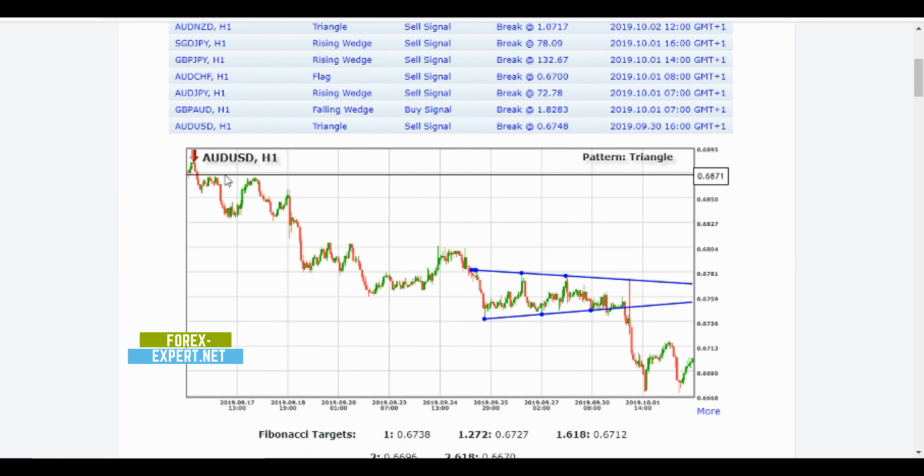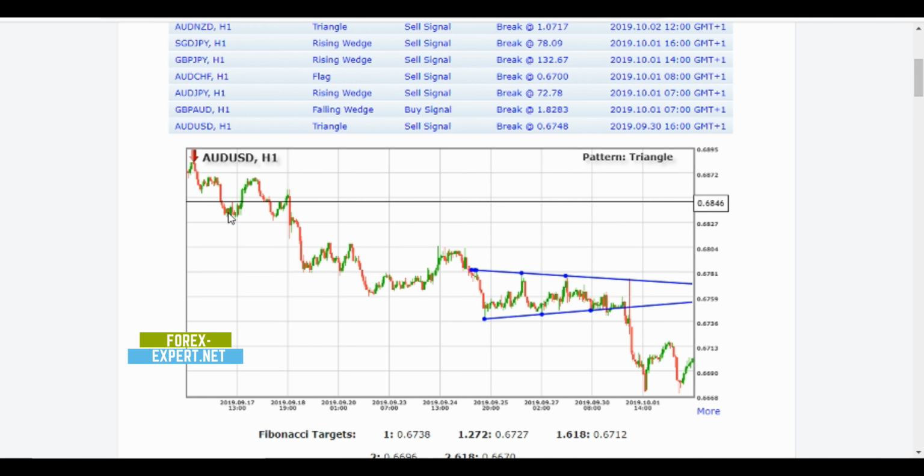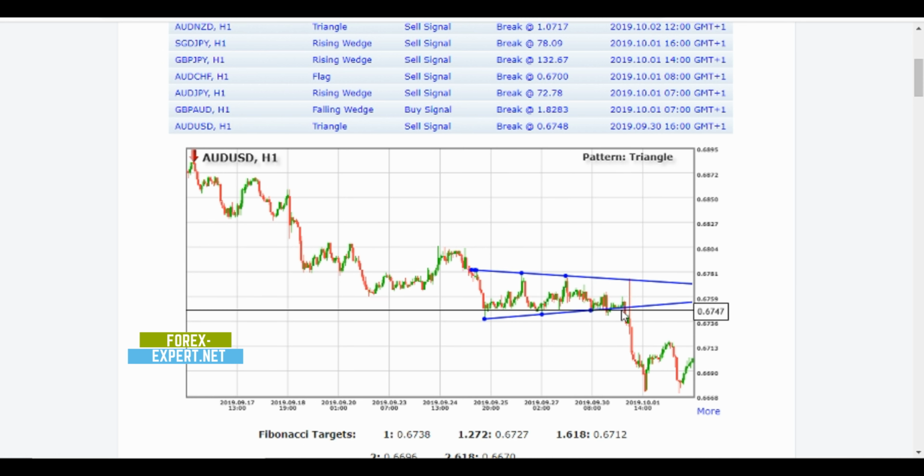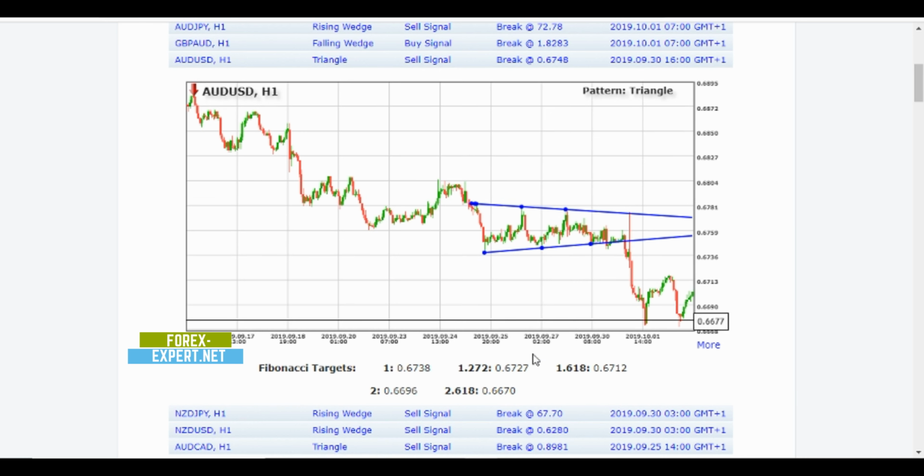The Australian dollar and the USD, break at 0.6748. We have a triangle. You know, we got a downtrend. The price reached the 0.6673. Hitting again the golden ratio.